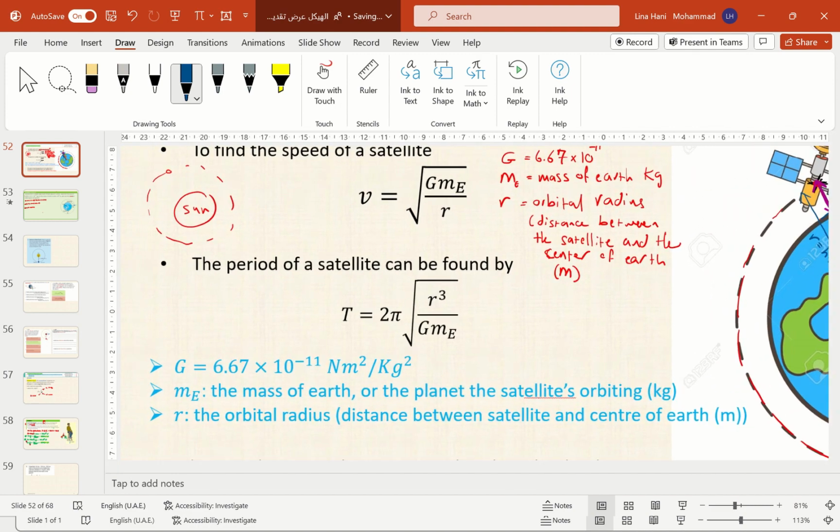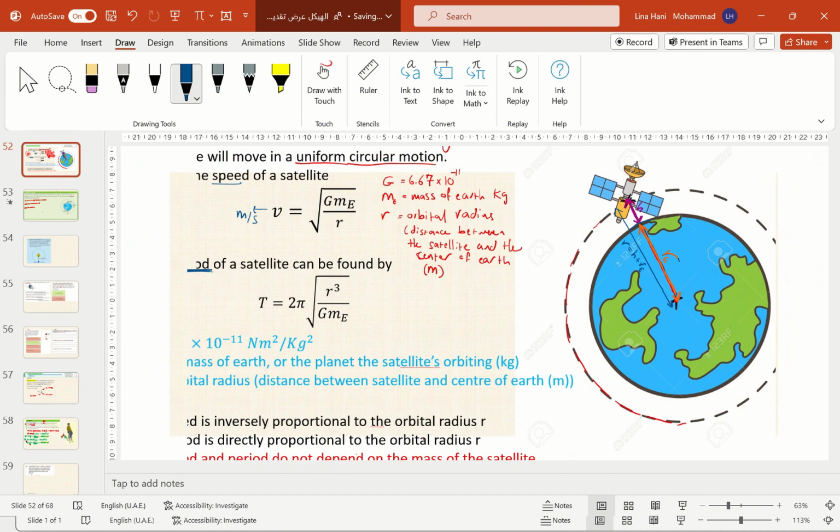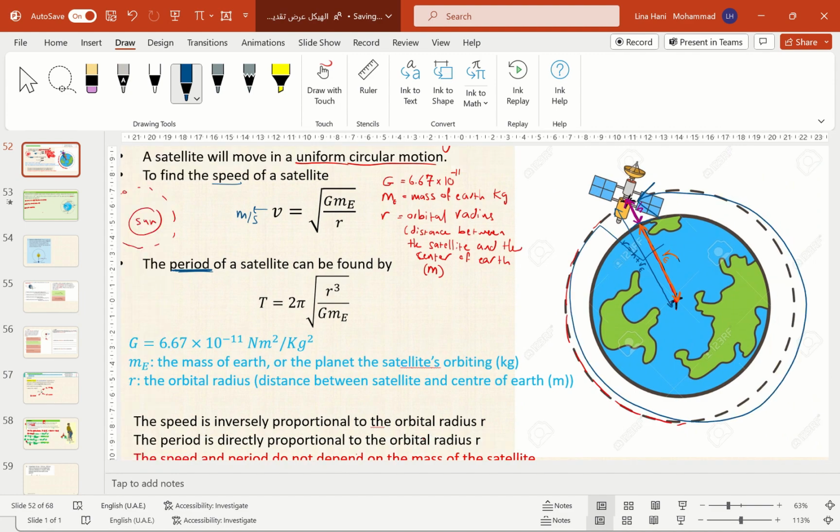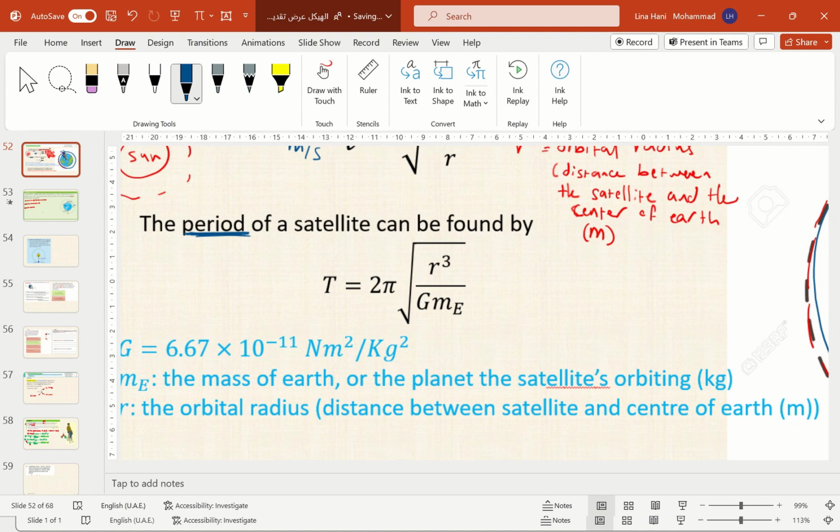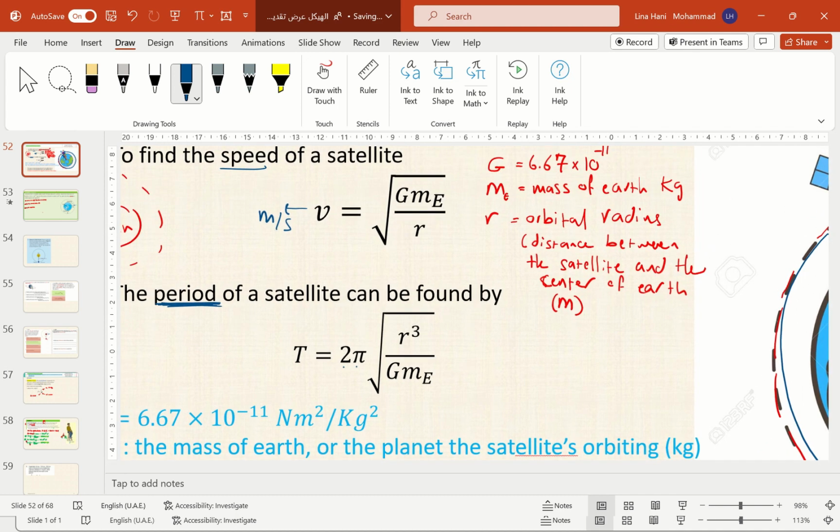All right. The period of a satellite. Now the speed, of course, will be measured in meters per second. The period of a satellite is how much time the satellite takes to make one complete revolution around the planet. We can find it by multiplying 2 times pi times the square root of r cubed over G ME. These are the same symbols, just in a different rearrangement. So T equals 2 pi the square root of r cubed over G ME, and V equals the square root of G ME over R.